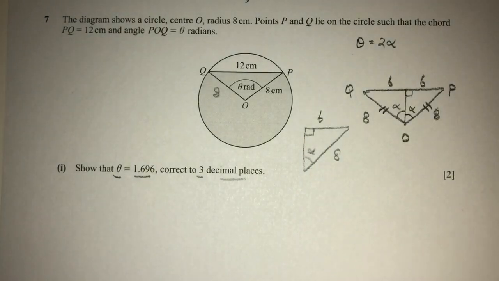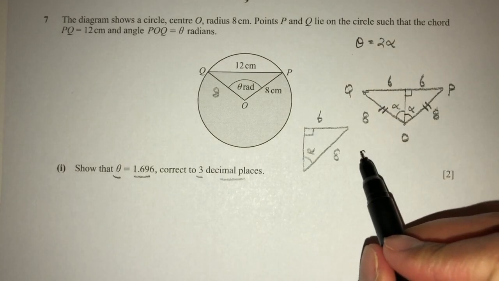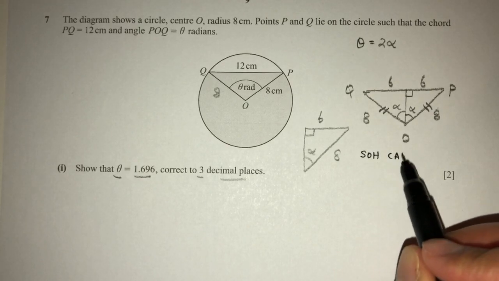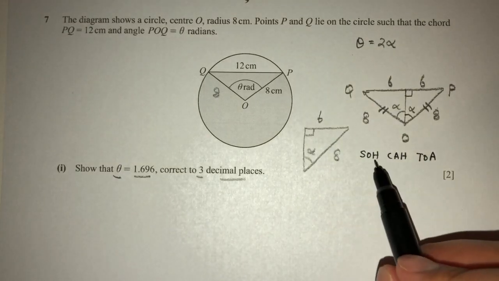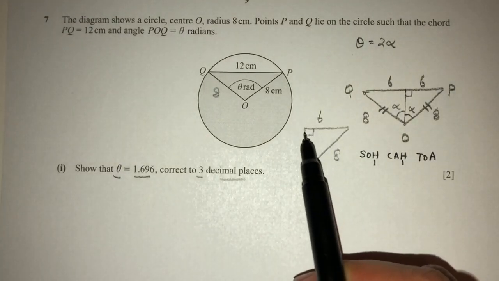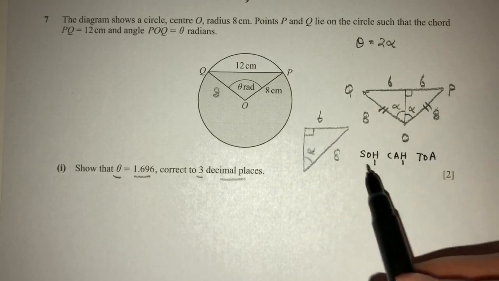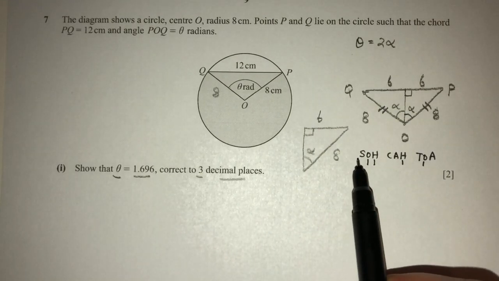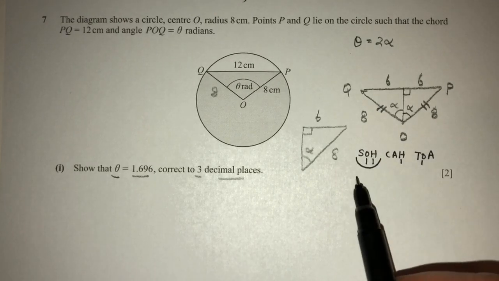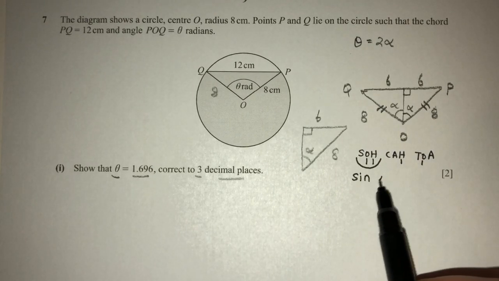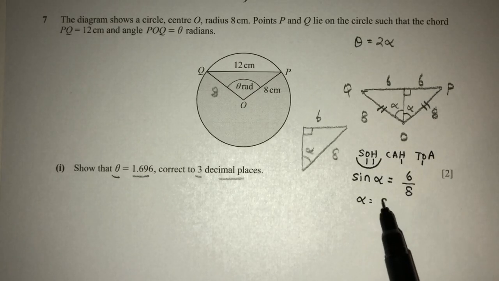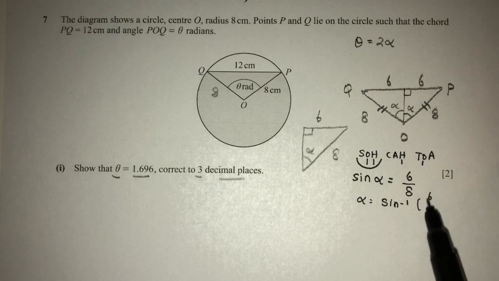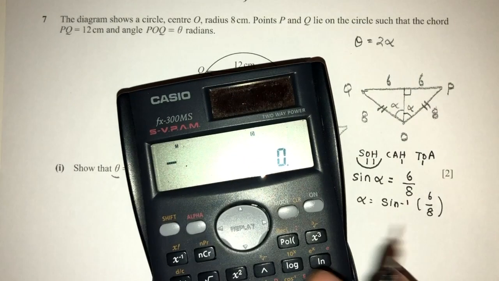So how do you find the value of alpha? If you observe, you will use SOHCAHTOA, pretty simple. SOHCAHTOA. So we know the hypotenuse, so H. We know this is the opposite side, so O and O. As you can see, this one will be chosen. So we have to use sine of alpha is opposite side over hypotenuse. So alpha will be sine inverse of 6 over 8. So this will be in terms of radians.